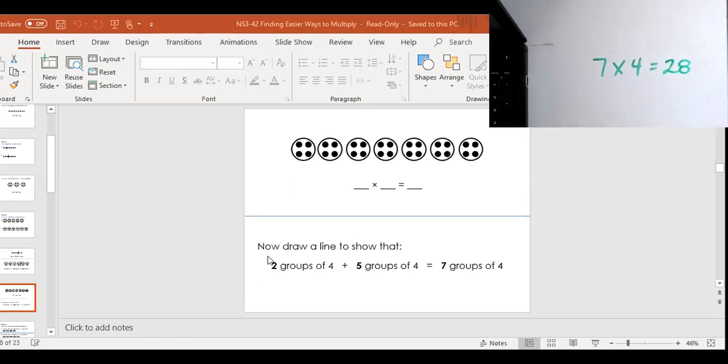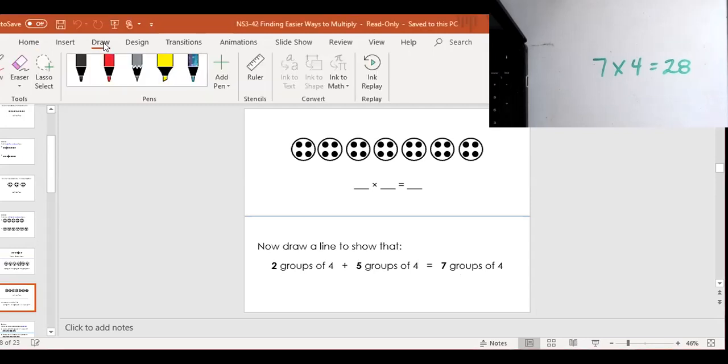Anyway. So here though, it says draw a line to show that 2 groups of 4 plus 5 groups of 4 is 7 groups of 4. So I'm going to show it with a line. Where would I put this line? Because that's what you have to do in your questions in part 2 of your page. Draw a line to show that 2 groups of 4 plus 5 groups of 4 is equal to 7 groups of 4. So I'm going to use my special pen. And I'm going to draw it right on here. Maybe I'll use a marker.